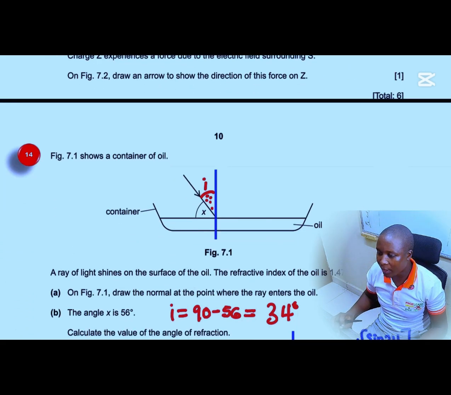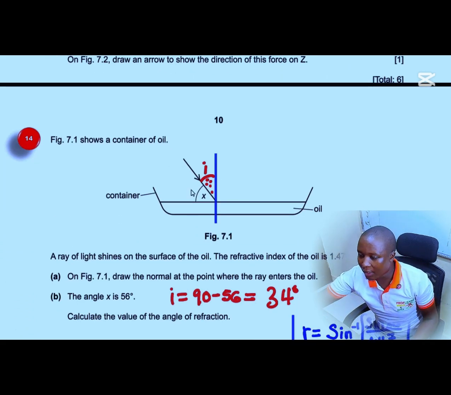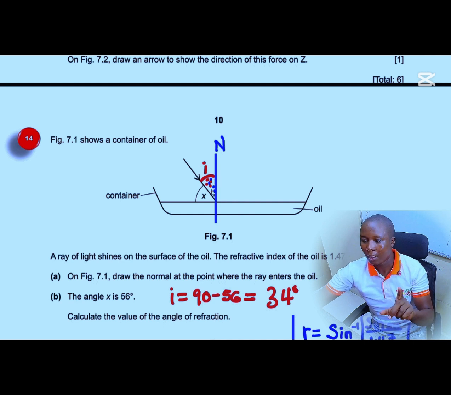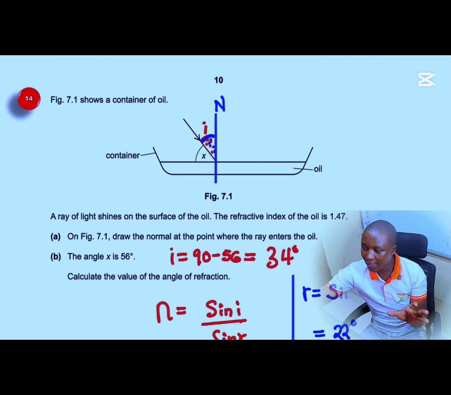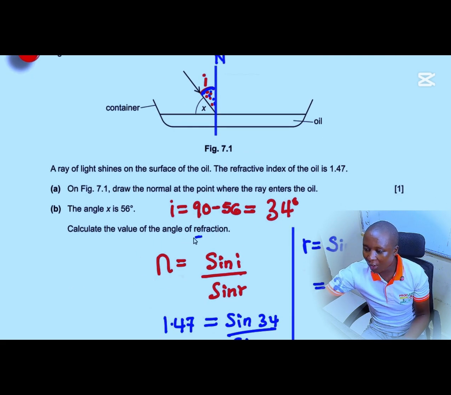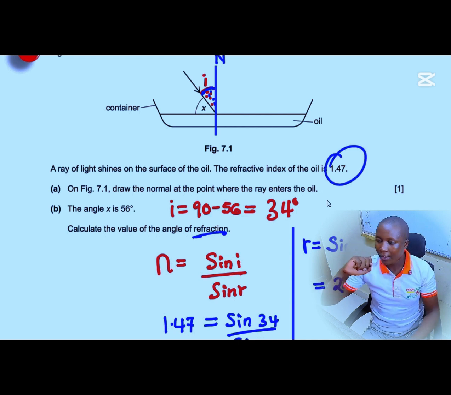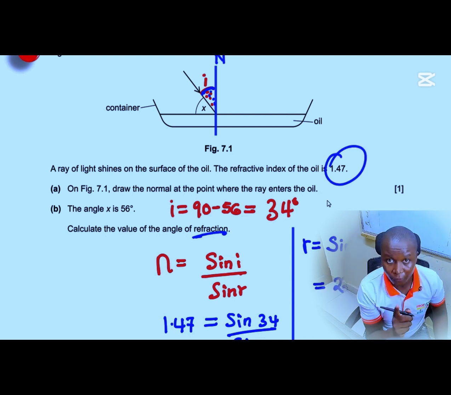Also state the concept of refraction. In this case, the examiner gave angle X, and remember, angle X is between the oil surface and the incident ray. The angle of incidence is the angle between the incident ray and the normal. So that is the trick that you have to remember. If you are given this angle, you take 90 minus 56, you get 34, and that's the angle of incidence. Then you are supposed to calculate the angle of refraction when the refractive index is 1.47.